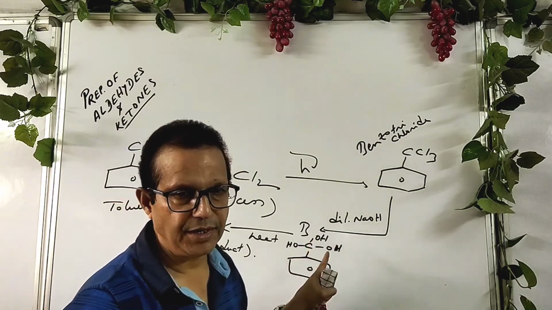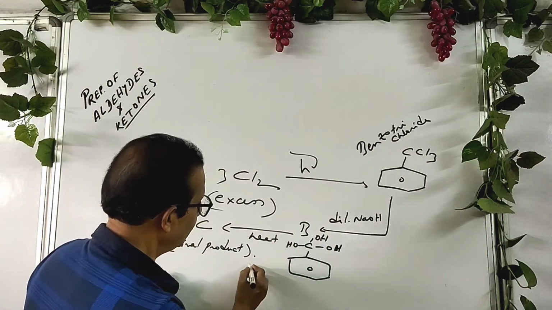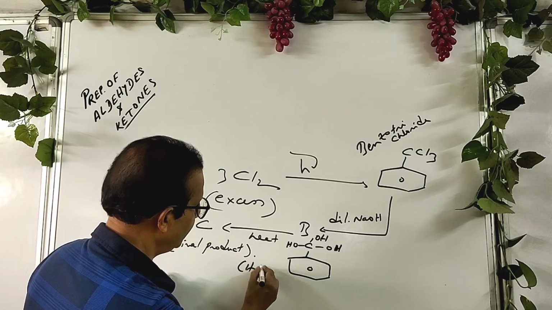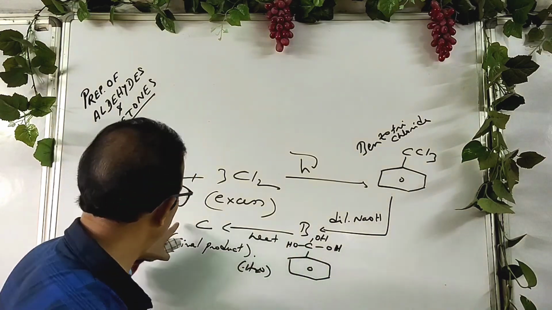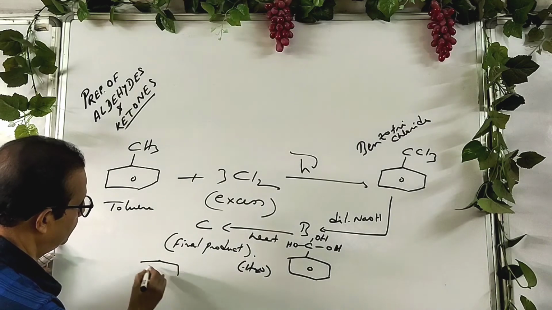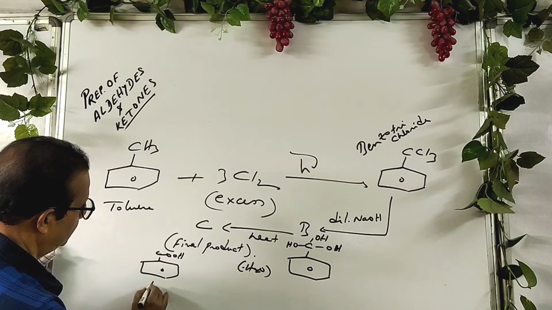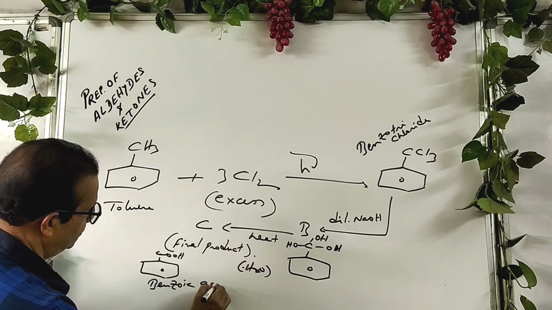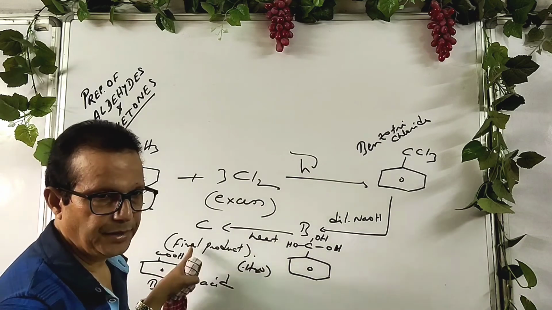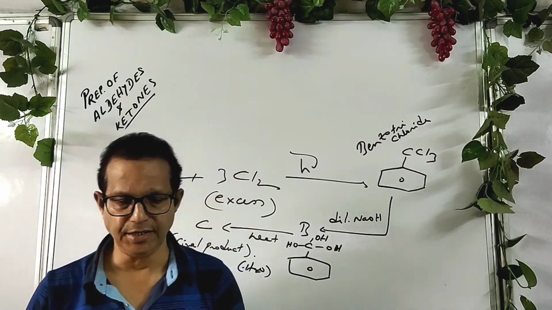You know that if any compound contains 3 OH groups, on heating, one molecule of water is eliminated. That I have already discussed. You get carboxylic acid, that is, you get benzoic acid here. Okay, this is very important for entrance. I think you understand it.